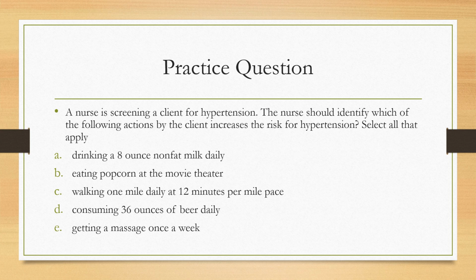Choice A reads, drink 8 ounces of non-fat milk daily. B, eating popcorn at the movie theater. C, walking 1 mile daily at 12 minutes per mile pace. D, consuming 36 ounces of beer daily. E, getting a massage once a week. I'm going to give you a few seconds to answer the question.